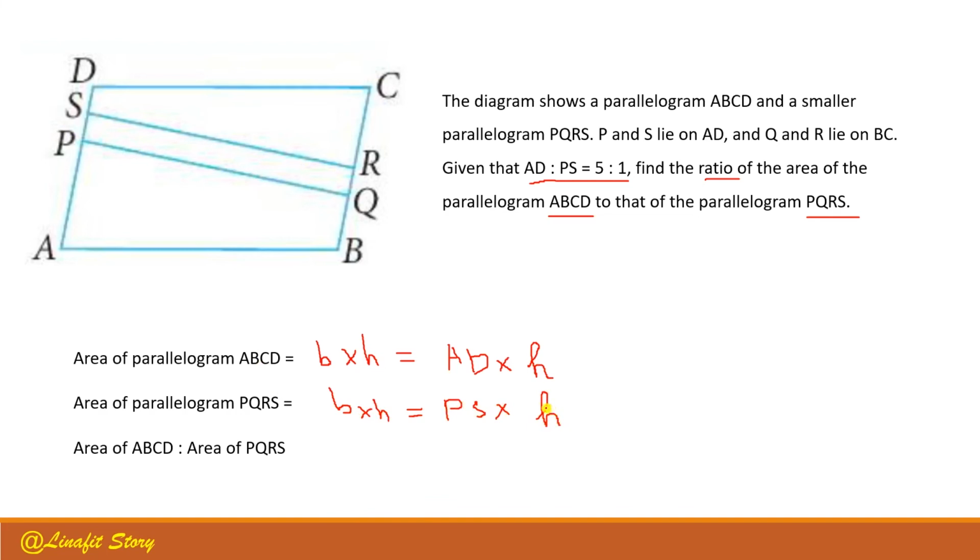Since parallelogram ABCD and PQRS have a common height, the area of ABCD to the area of PQRS is AD to PS, which is 5:1.